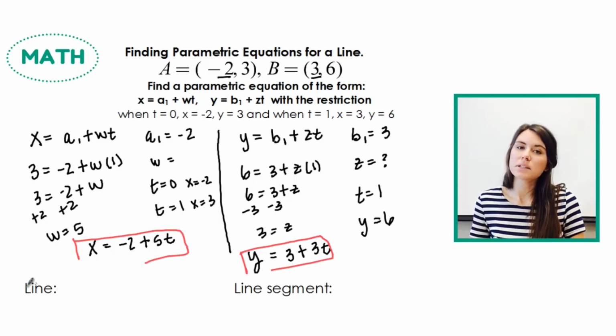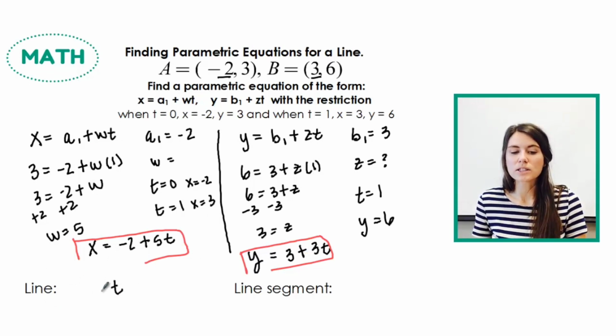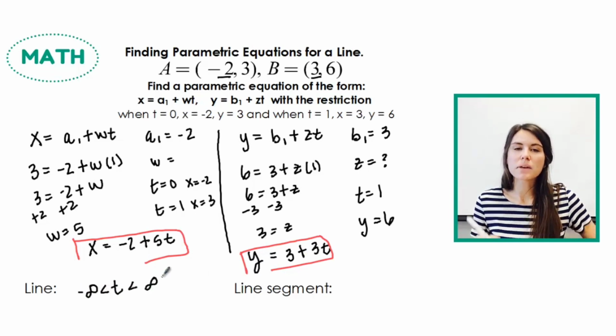Now, if it asked me to do this for a line, then I would say that these are my two equations, and that my t is going to be from negative infinity to infinity, which should make sense.